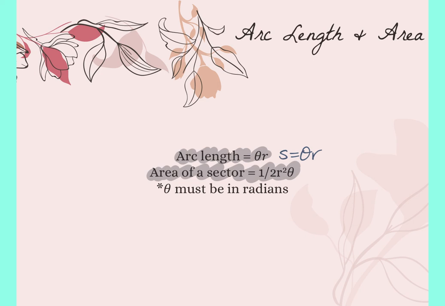And then the area of the sector is that whole piece of the pie. That would be 1/2 r squared theta, or r squared theta over 2. You can either multiply by half or you can divide by 2. Those are the same things, okay? But again, in both of these cases, theta must be in radians.